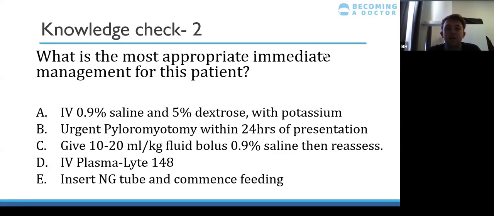So what would be the most appropriate immediate management for the patient? Would you give saline, dextrose with potassium, to correct those abnormalities? Would you do an urgent Ramstedt's procedure? Would you give a bolus of fluid? Would you give some IV Plasma-Lyte, or would you insert an NG tube and commence feeding? I'll just give you a couple of seconds to think about what you think the best immediate management is.